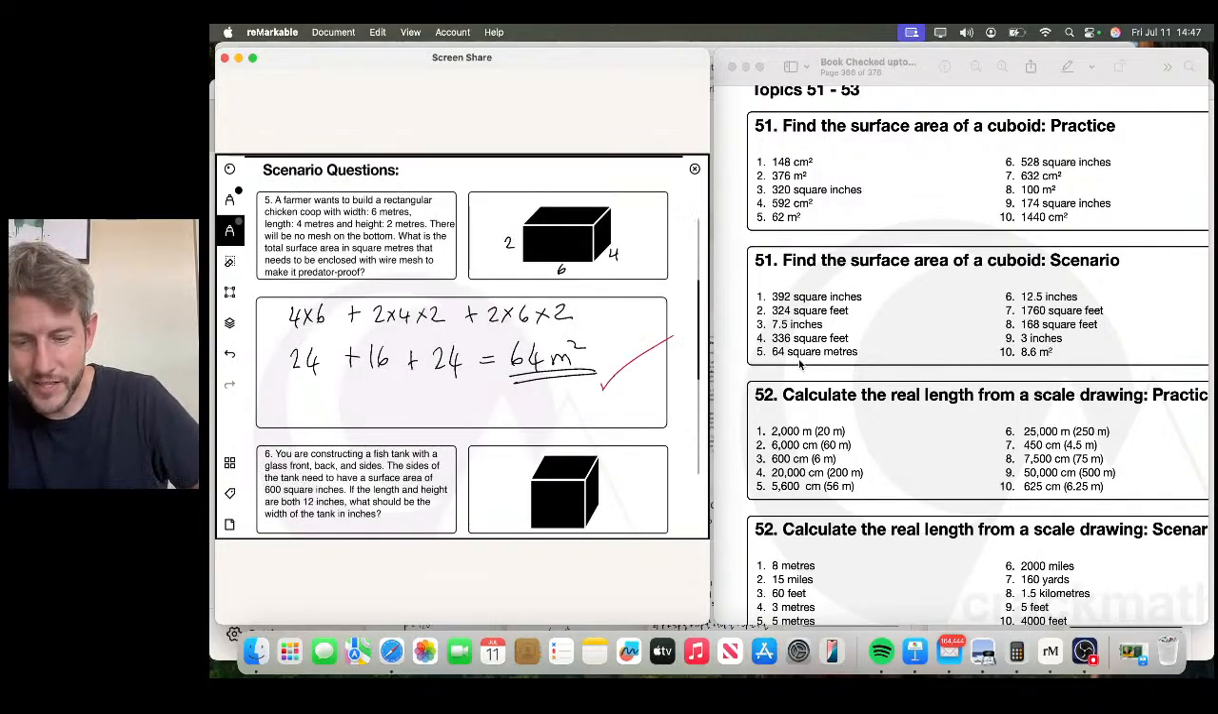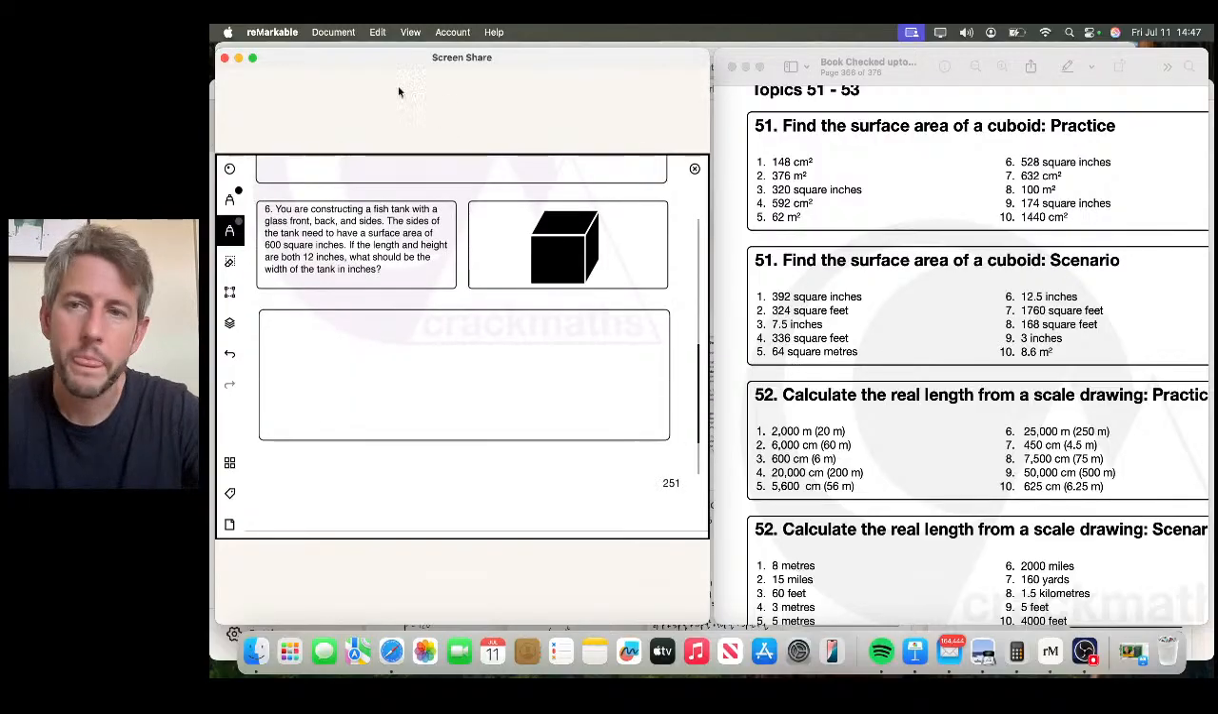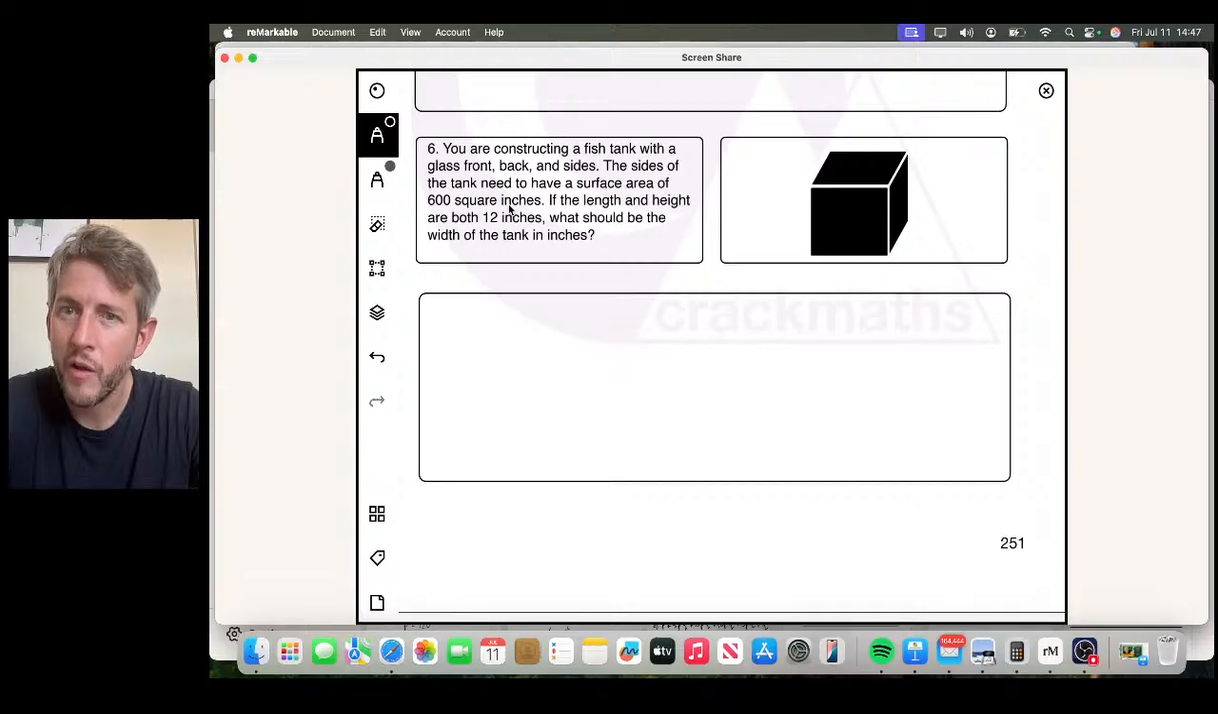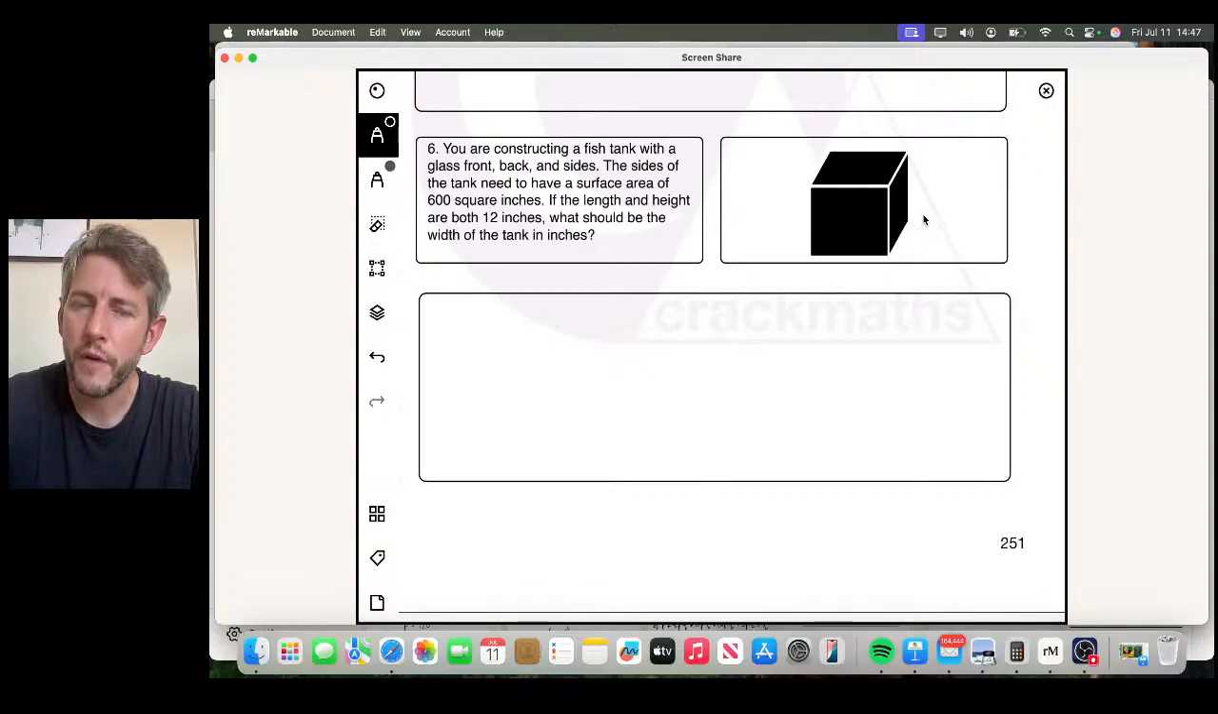Right, let's continue with question 6. And then we can go from there. So here we go. Question 6. You're constructing a fish tank with a glass front, back and sides. The sides of the tank need to have a surface area of 600 square inches. If the length and the height are both 12 inches, what is the width of the fish tank?